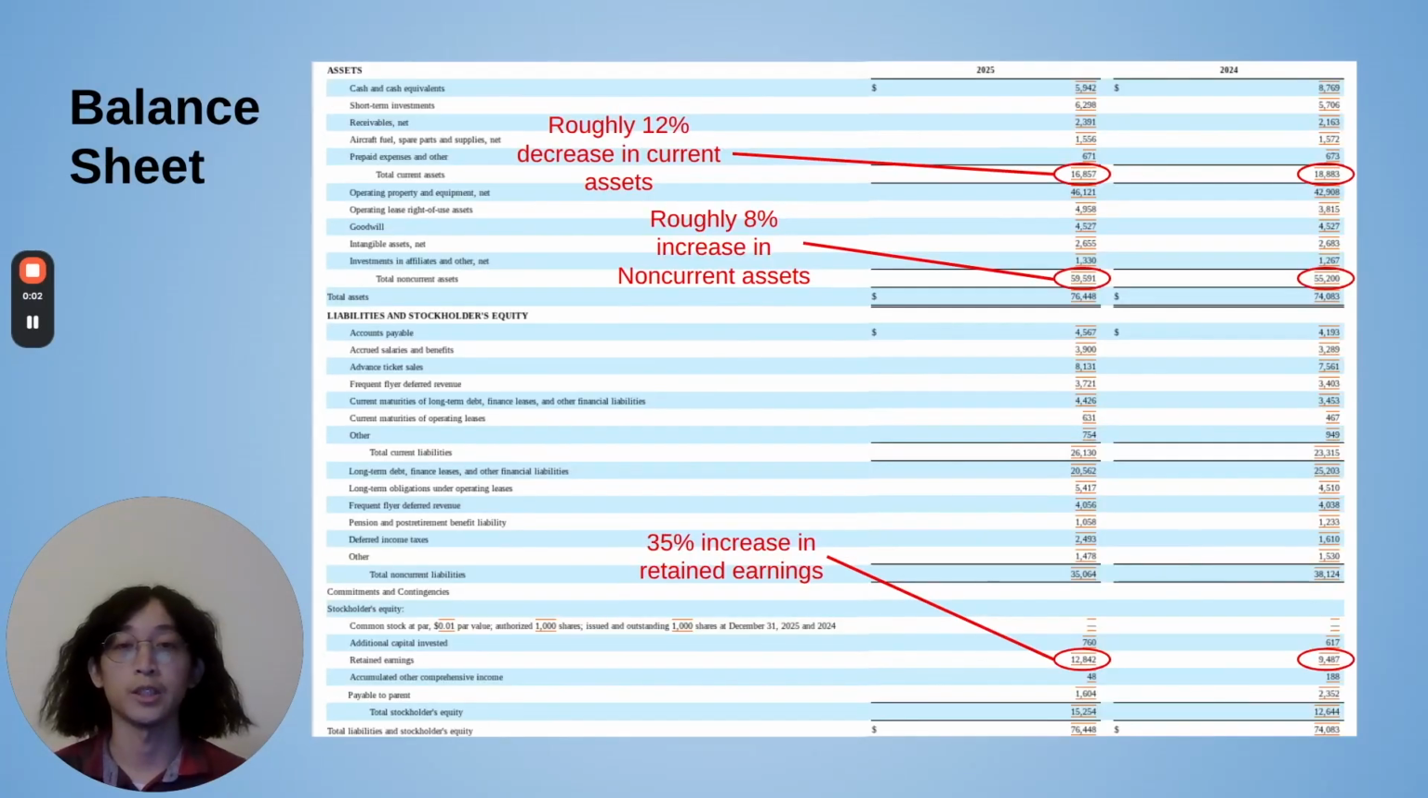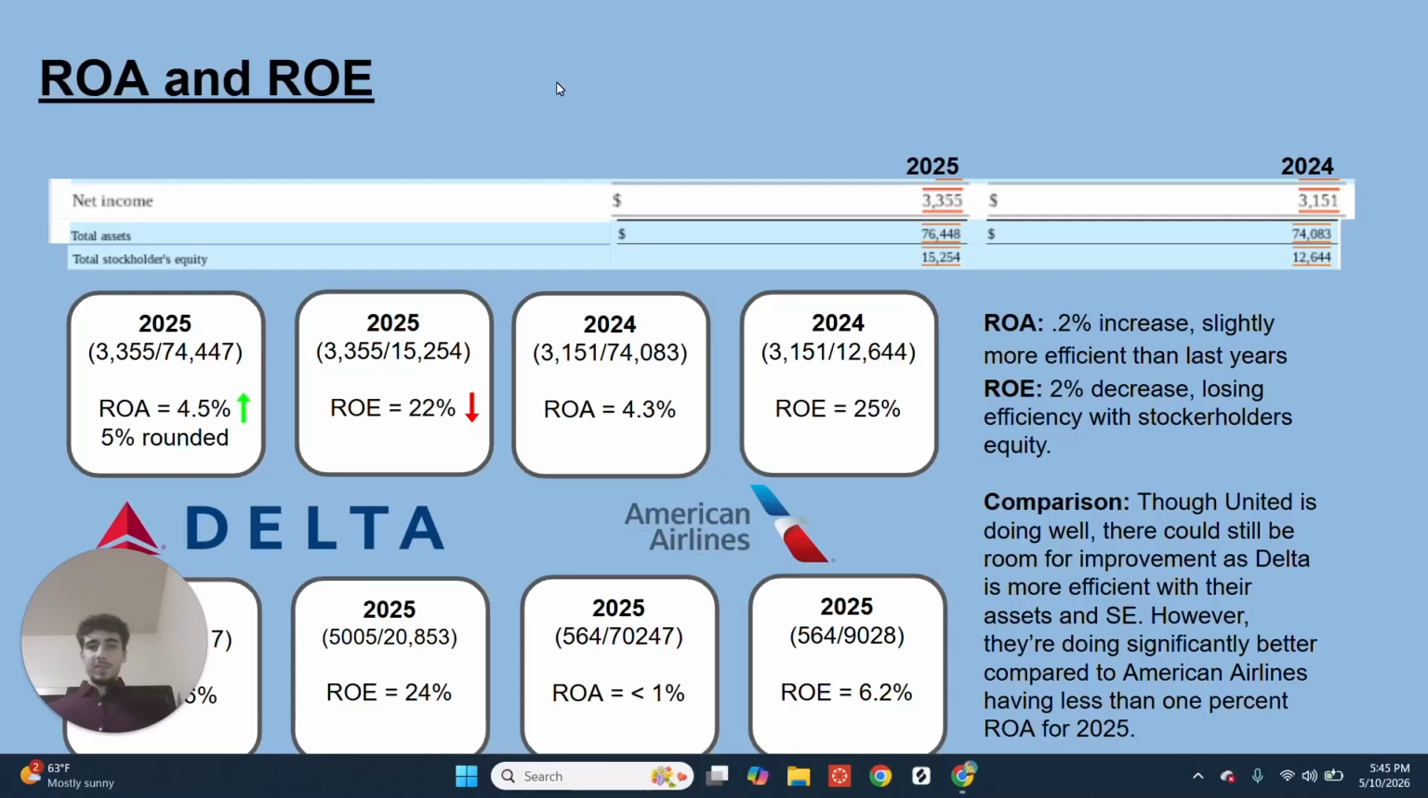Looking at their balance sheet, they had a roughly 12% decrease in their current assets, and roughly 8% increase in their non-current assets, with a 35% increase in their retained earnings, most likely due to the lowering of their non-operating expense and their increase in profits in 2025.